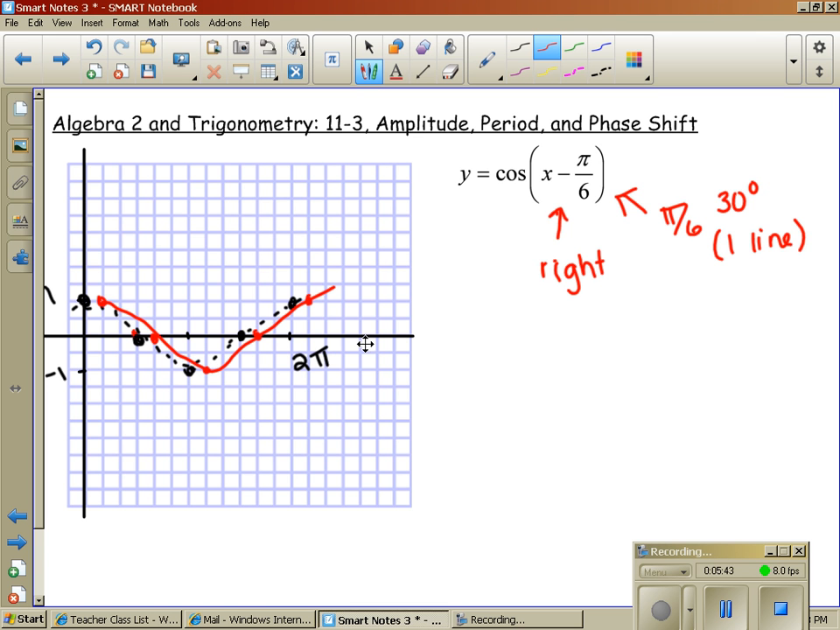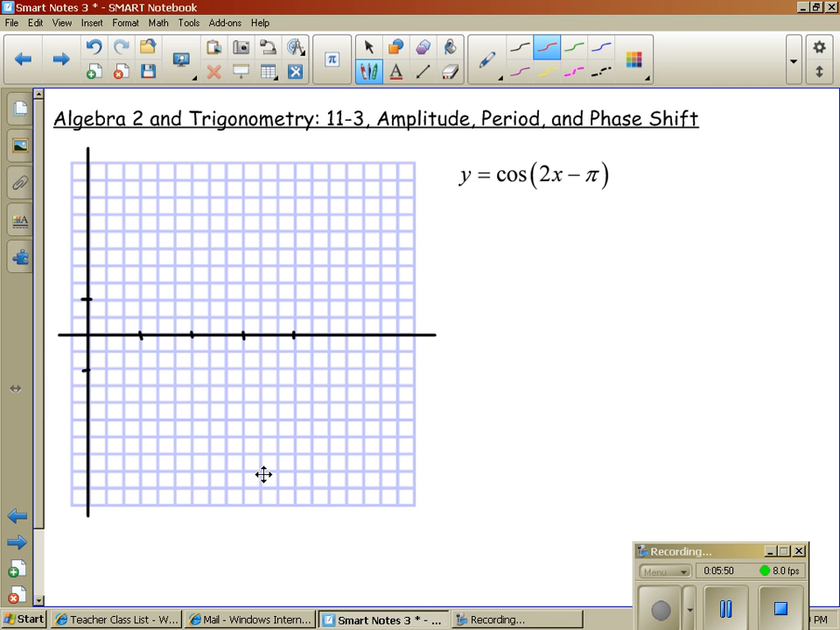Okay. Hopefully your hand's a little bit steadier and your graph looks a little bit better. Try the next one. Here's a question for you. What's the period?